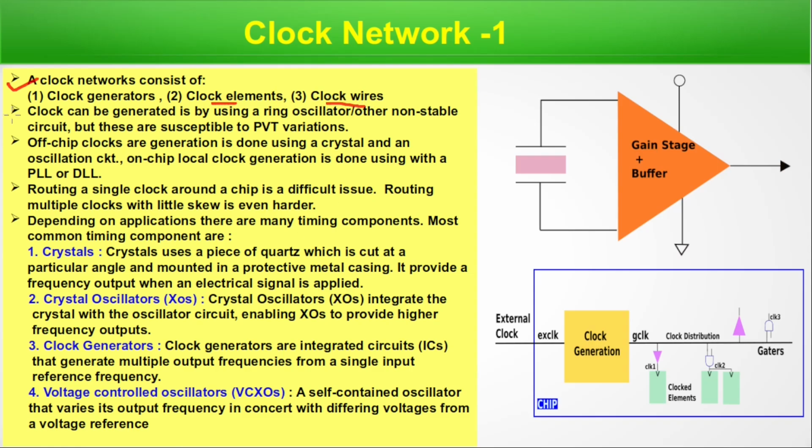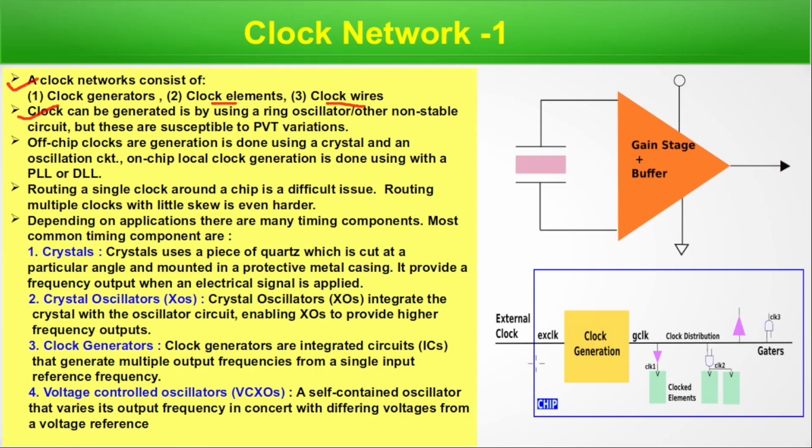The clock can be generated by using a ring oscillator or other non-stable circuit, but these are susceptible to PVT variations. PVT we know: process, voltage and temperature. These are the basic three reasons for variations. We have discussed PVT variations in many episodes on PVT variations and variability. In the episode on variability also, we have discussed in great detail variations and their impact on device performance.